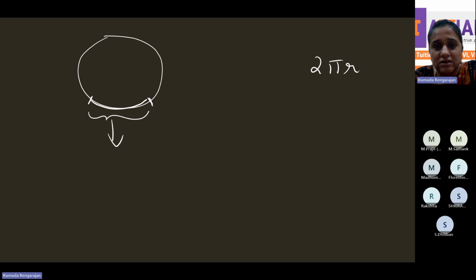Like the number of students 30, here 2 pi r represents the total length of the boundary of the circle. So the length of this arc will be some fraction of 2 pi r. So what fraction of 2 pi r? Theta by 360 into 2 pi r. When you have to find the length of the arc, the arc is a part of the circumference, so it is the fraction into 2 pi r. When you have to find the area of the sector, the sector is a part of the area of the circle, which is pi r square, so area is the fraction into pi r square. Length of arc is the same fraction into 2 pi r, because the arc is a part of the boundary.